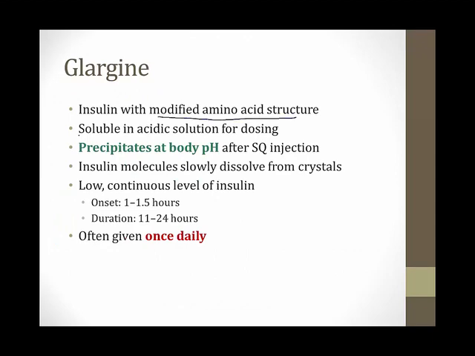It's soluble in a liquid acidic solution for dosing, but once the patient injects it into the subcutaneous tissue, it precipitates at the body's pH and forms crystals. This allows the insulin molecules to slowly dissolve away from the crystals, and as a result, Glargine has a low continuous level of activity. The onset is in about 1 to 1.5 hours, and the duration is up to 24 hours, so this can be injected once daily.